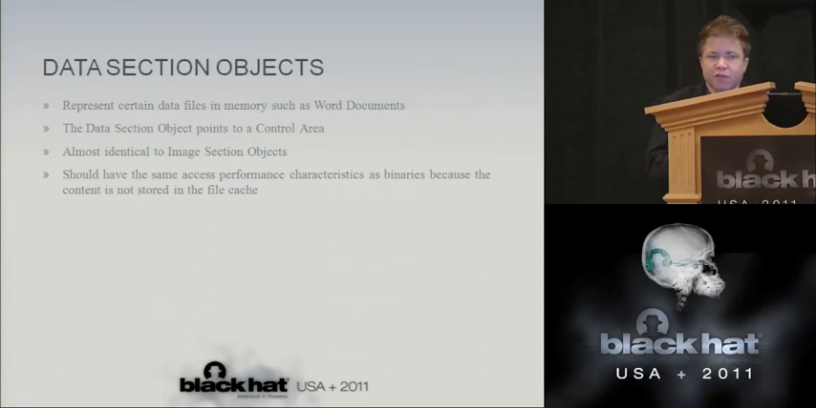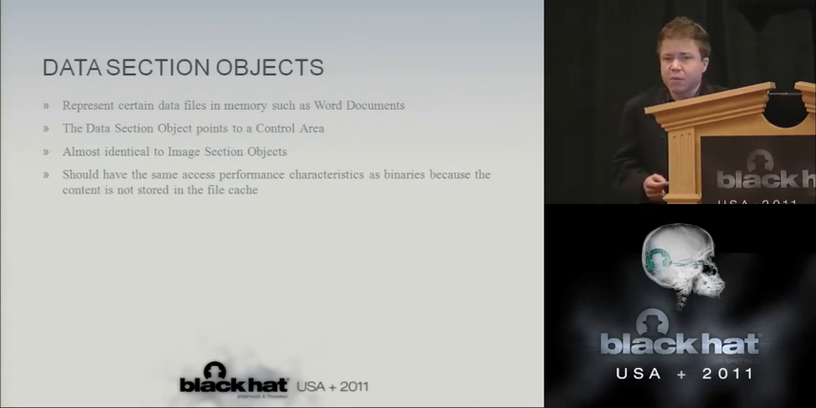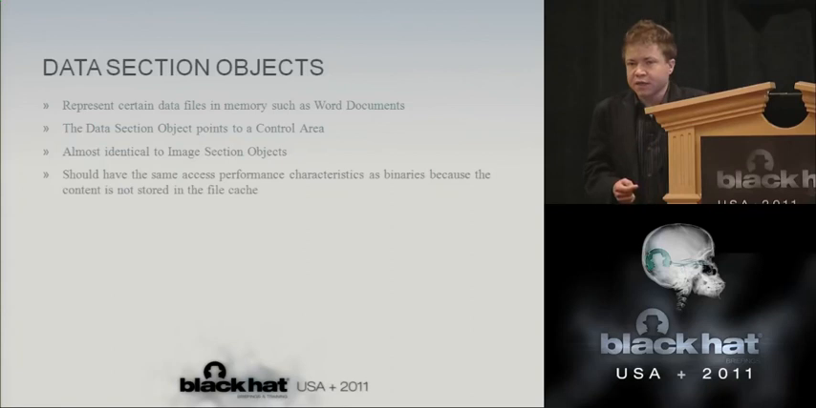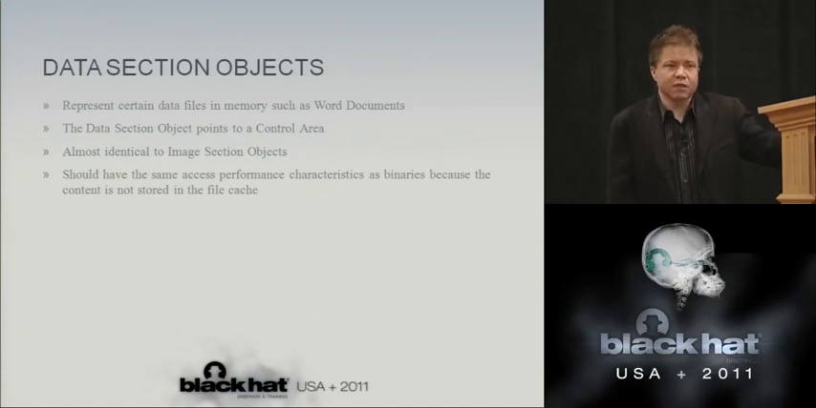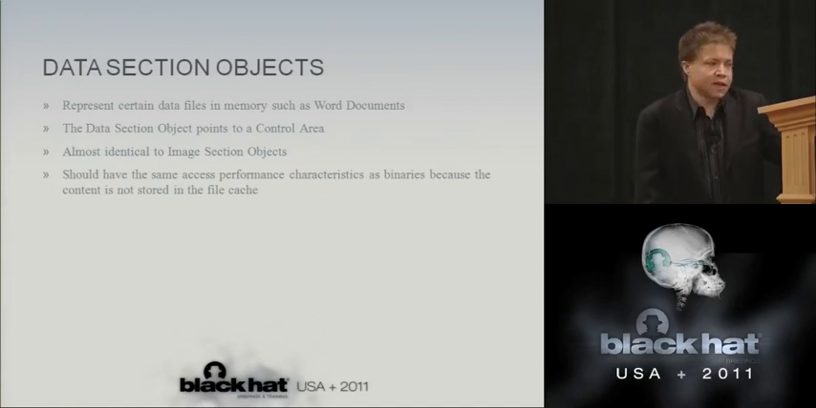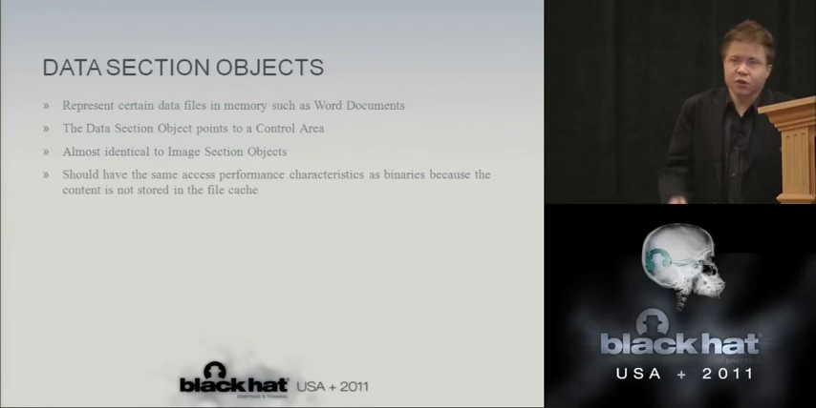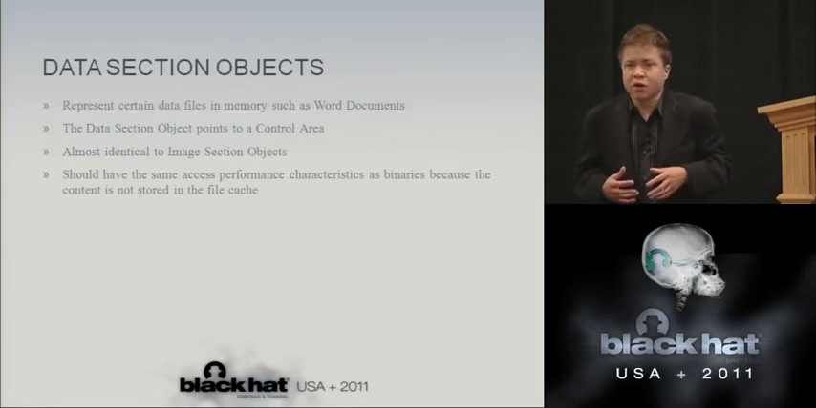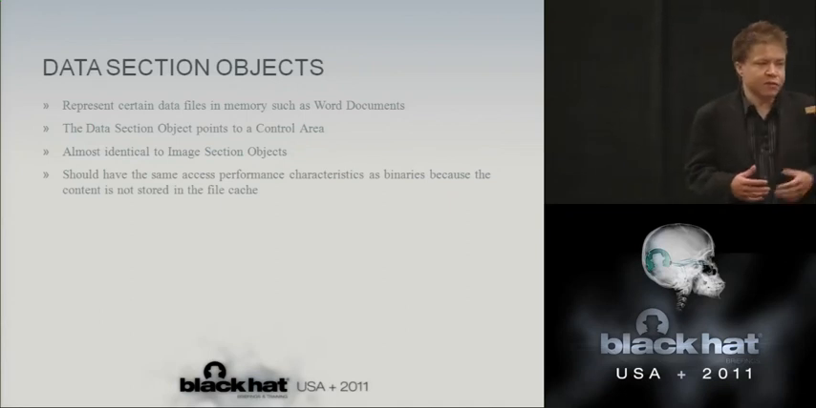Now, the second of the 3 pointers that were in the file object that we care about is the data section object pointer. The data section object pointer we won't go into a great deal of detail about because it's exactly like the image section object. The data section object, though, represents data files in memory. I'm sure there's certain APIs that you would call that would automatically create data section objects, but I just haven't had the time to research that yet.